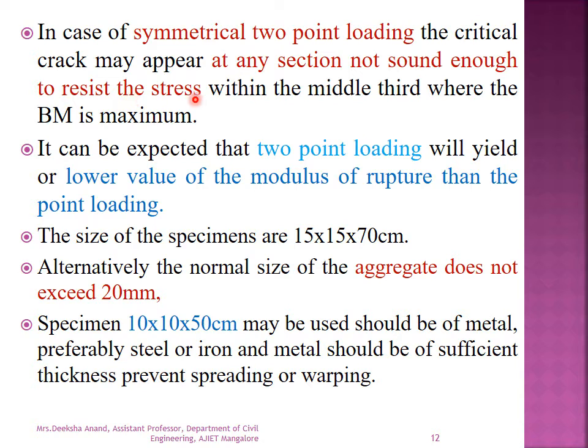When we cast a beam, the size of the specimen may vary, but the normal size stands at 15 into 15 into 70 centimeter. Alternatively, the nominal size of the aggregate should not exceed 20 mm. We all know what size aggregate we use for the construction of a building; usually we go with 16 size, but here it should not exceed 20 size. And the specimen 10 into 10 into 50 centimeter may be used, and the mould should be of metal, preferably steel or iron.